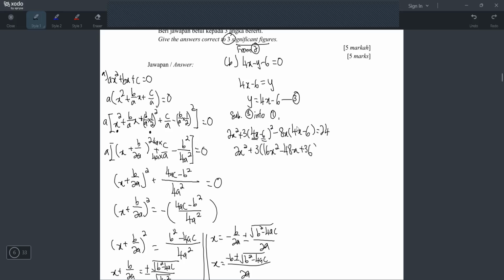And then close bracket, negative 8x times 4x is negative 32x squared. This one can be multiplied because the bracket has no square, right? And then negative 8x times negative 6 is positive 48x. The whole thing equals 24.